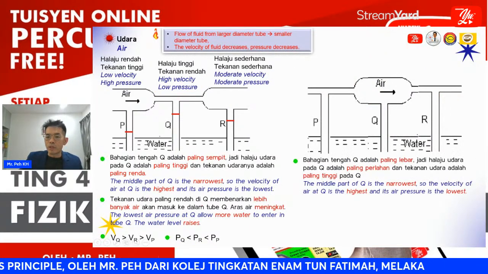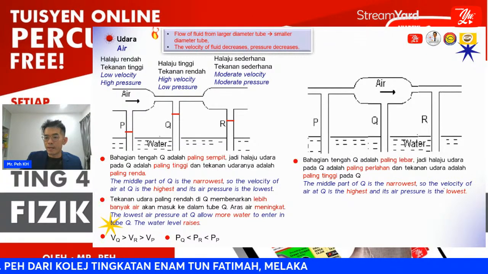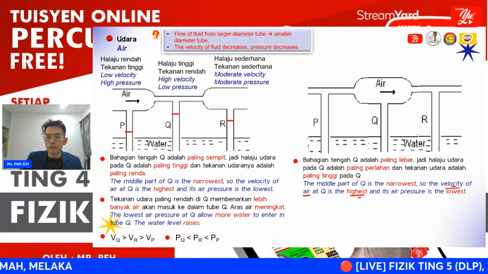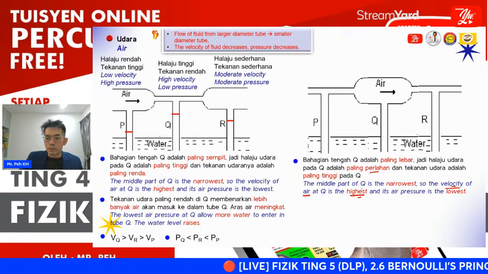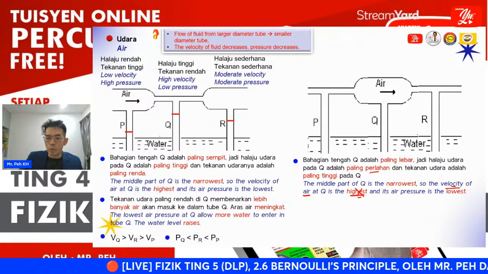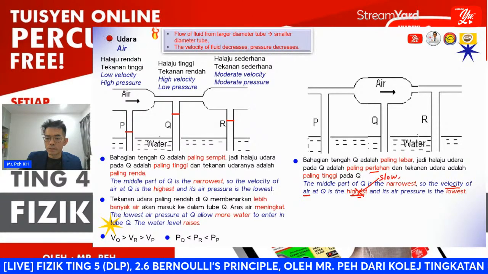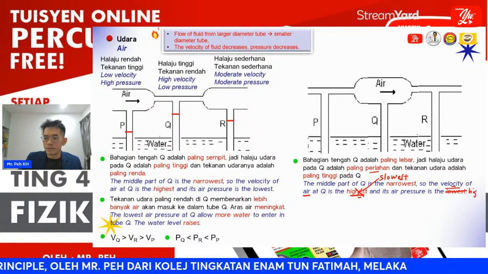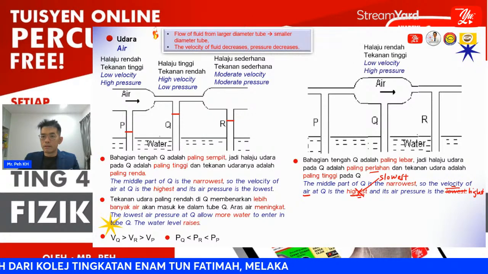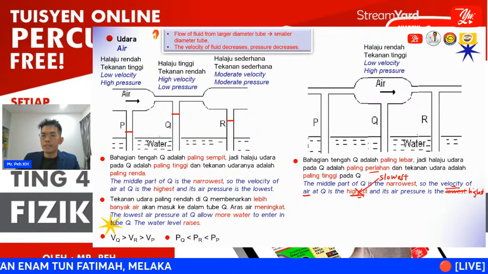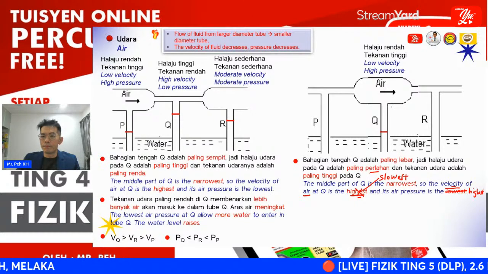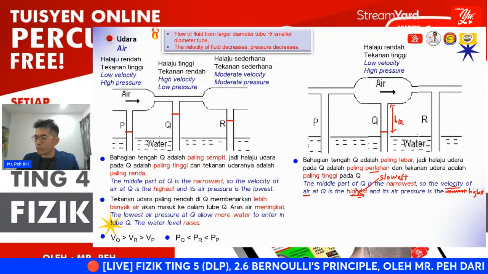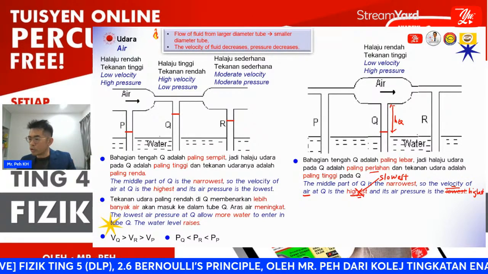Here the middle part of Q is the narrowest, as mentioned just now, so the air velocity will be the highest. Sorry, here I made a mistake again. So the BM is correct. Here the speed is lowest, so here will be the slowest, so the pressure will be highest. So here low velocity, high pressure, so the HQ will be the longest. Thank you, Jimmy also.